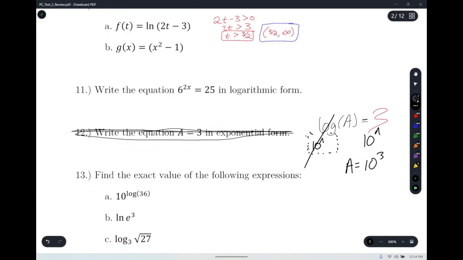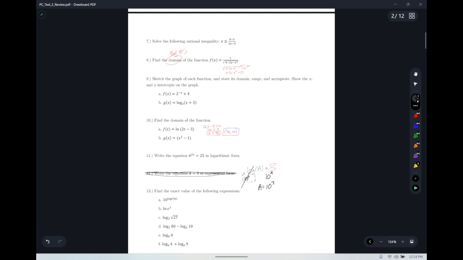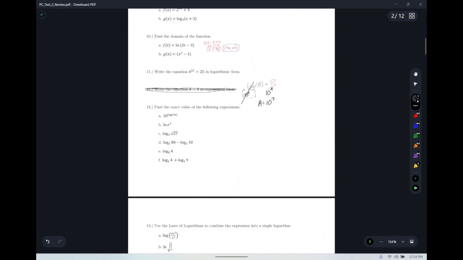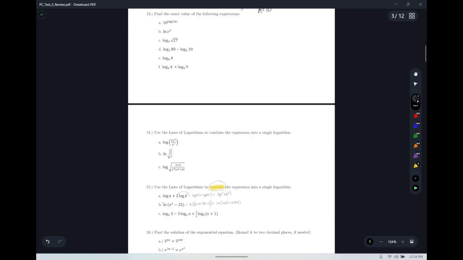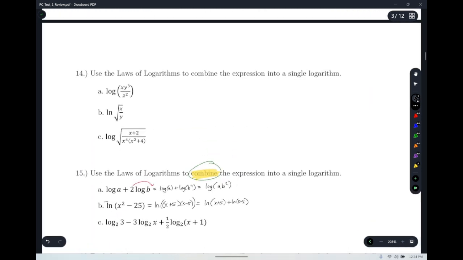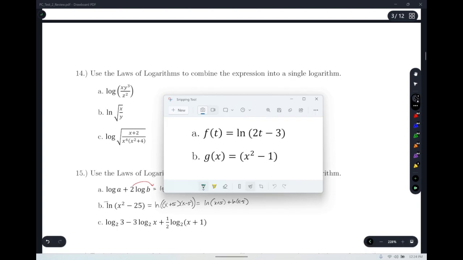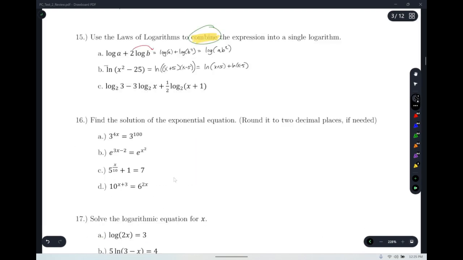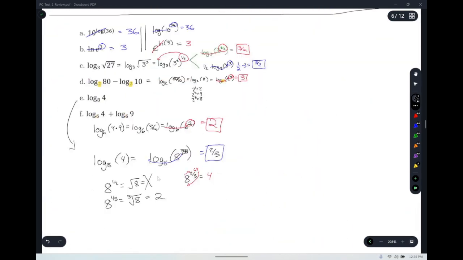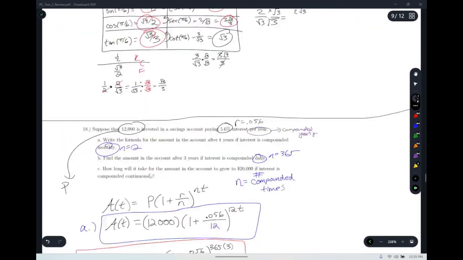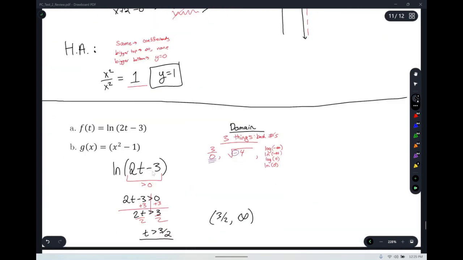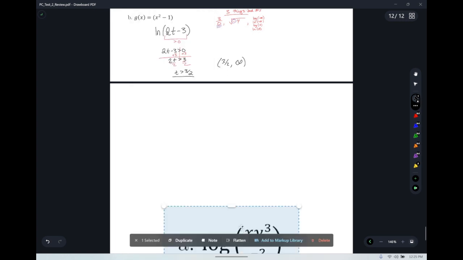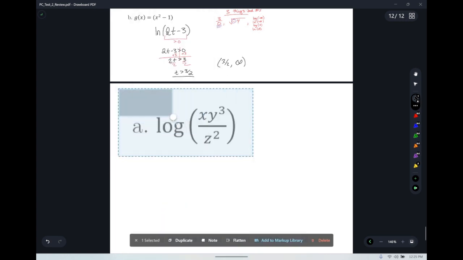What's up? What do we got? Let's review 1 from 14. What, the laws of log stuff? Yes. Okay. I did C already, so let's do A. Golly. So much. All right. Let's apply some log rules.